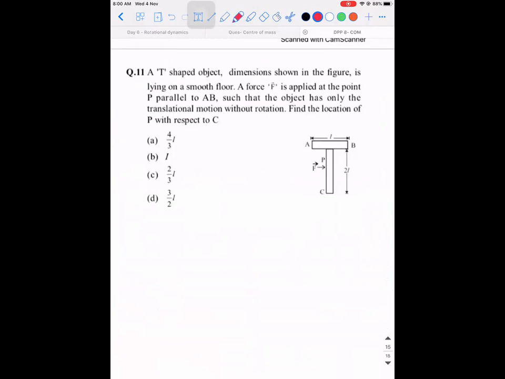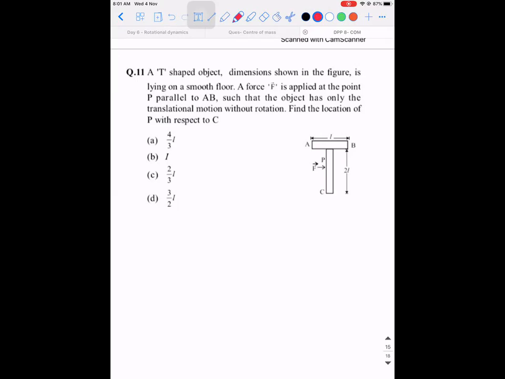So there is a T-shaped object, dimensions shown in the figure, lying on a smooth floor. A force F is applied at the point P parallel to AB, such that the object has only translational motion without rotation. Find the location of P with respect to C. So C is to be considered as the origin.